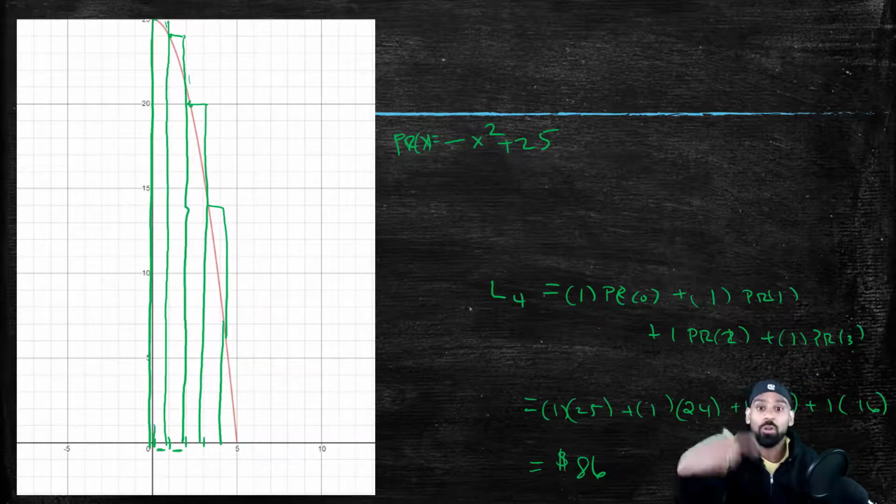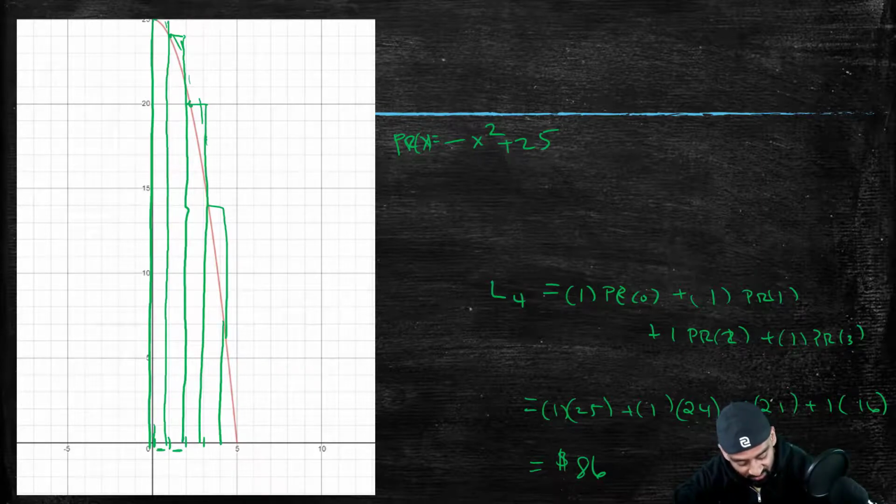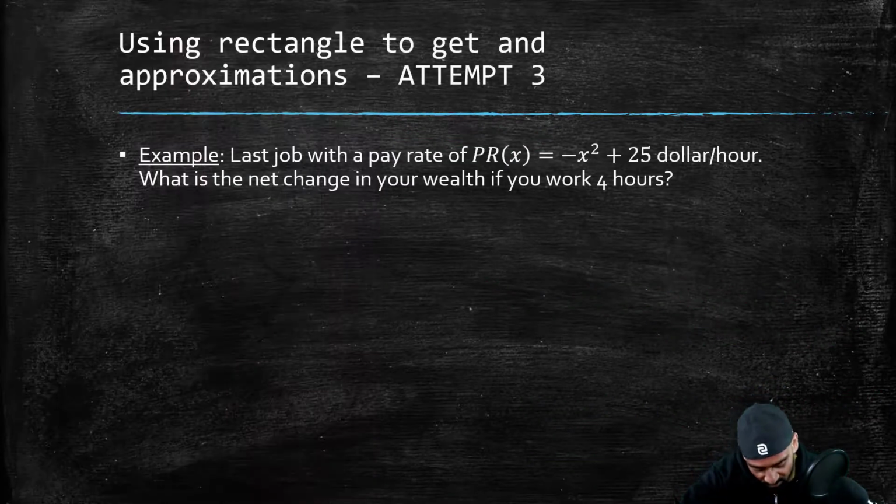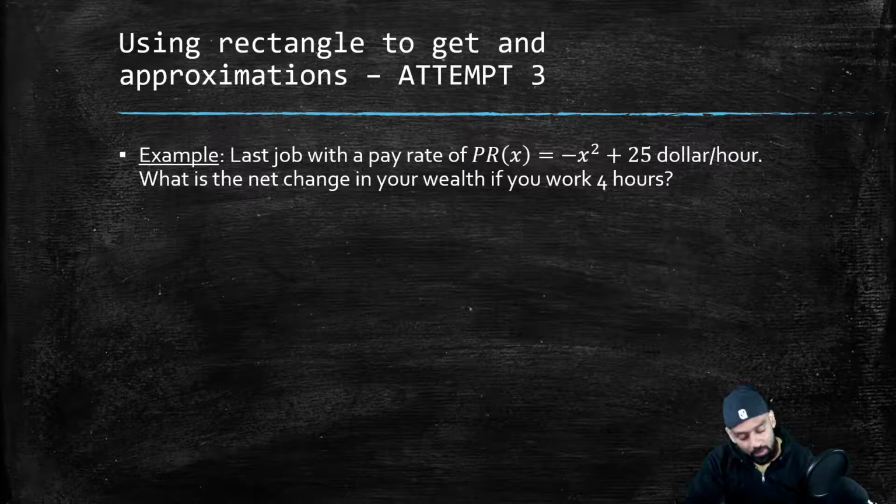This is a better overestimation because I still got some areas that are above this. But this is just, again, an estimation of what the area would be from 0 to 4. Because remember, the goal is to find the area, and this is the exact area from 0 to 4. But we're just doing the estimation because we don't know any other way to find the area. All right, moving along. Now let's do it one more time, but this time attempt number 3.